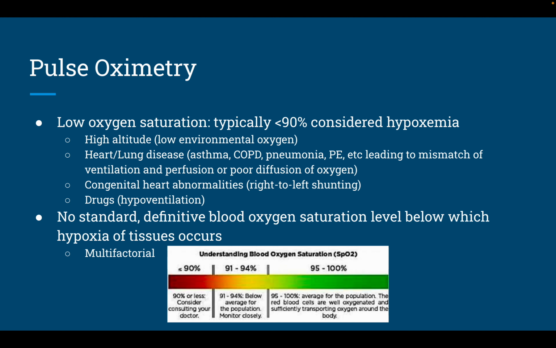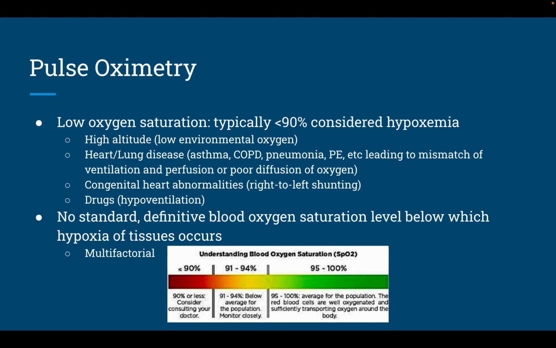But the idea of right to left shunting, meaning deoxygenated blood getting recirculated. I just want this to be something that you've heard of. You certainly don't need to be an expert on this. And then hypoventilation from things like drugs, not getting a sufficient amount of respiration, like from an opioid overdose, and insufficient respirations may cause that blood oxygen level to decrease.